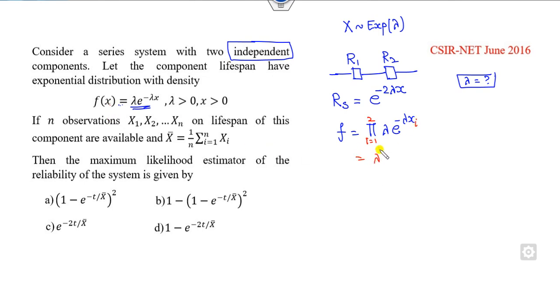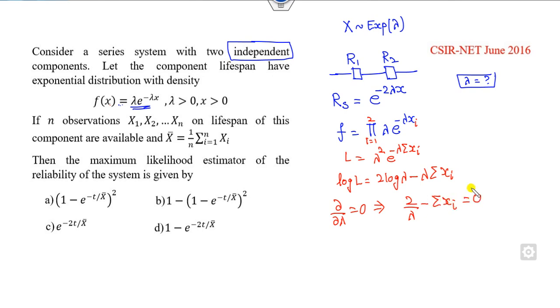So what is that? This is lambda squared e raised to the power minus lambda sum of xi. This is my likelihood, so I can take the log of this. It is 2 times log lambda minus lambda sum of xi. Now you can take the derivative with respect to lambda, and you will get 2 by lambda minus sum of xi equals 0.